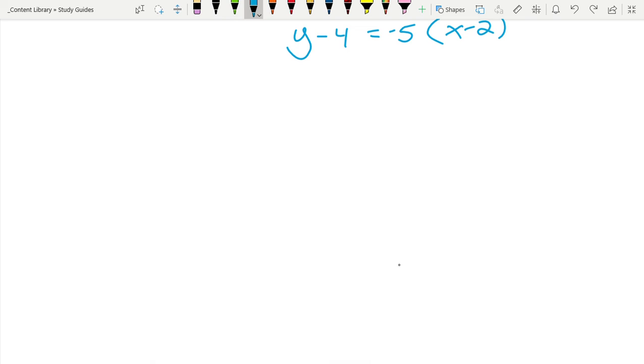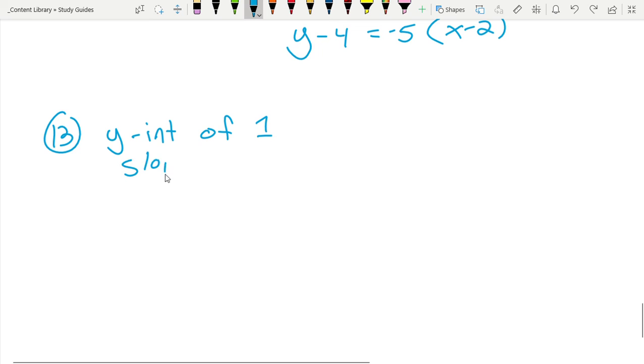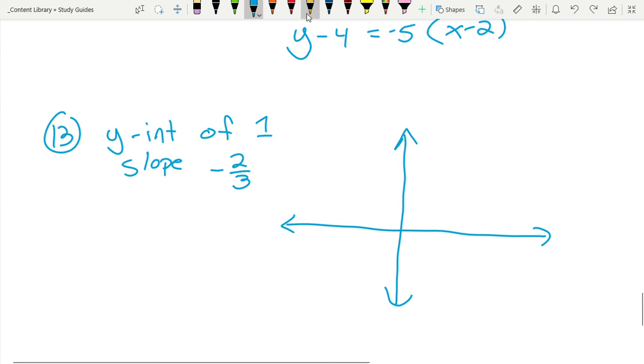Moving on to 13. It says graph a line with a y-intercept of 1 and a slope of -2/3. So you're going to get your graph out. You're going to put a y-intercept at 1, so we're going to call this 1. Slope is -2/3. That's your rise over your run. That negative can only go with one of those numbers. I always put it with the top number. So -2/3.